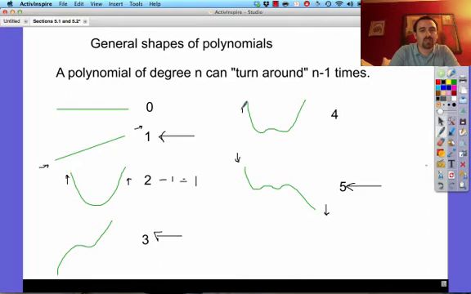And conversely, if they started by going up, they would end by going in the same direction. In some sense, the odd functions do this. They go kind of up and down, whereas the even functions go both up or both down. And that's just a quick introduction to the shapes of what polynomials look like.